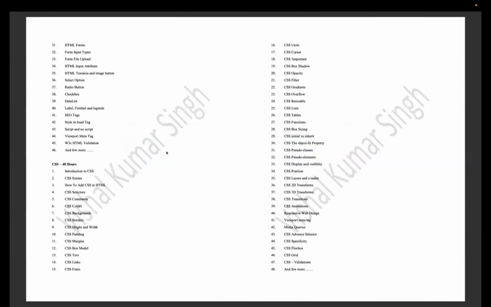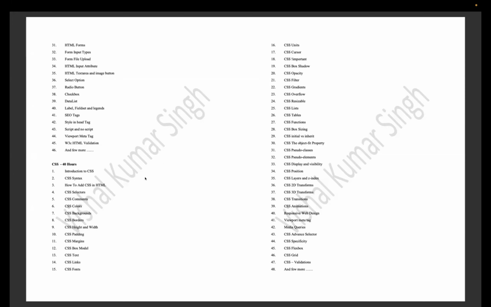So we have to cover important property, and then CSS initial versus inherit that we have to cover, and overflow. I think you guys have covered CSS overflow. Like scroll bar, what we get if we have too much content in the horizontal, then we will get the horizontal scroll bar. If we have too much content in the height, then we will get the vertical scroll bar. CSS point number 23.